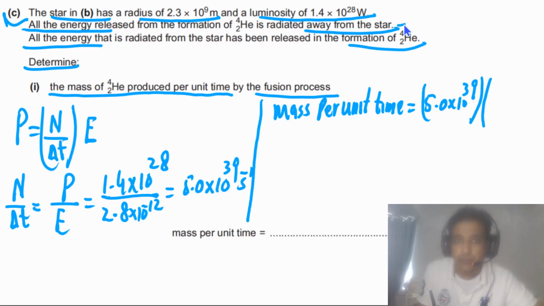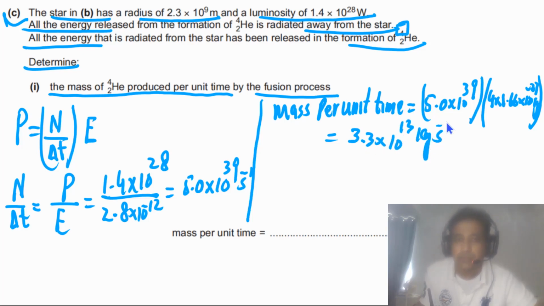This will be equal to 4U because its mass number is 4. So 4U means 4 times 1.66 times 10 to minus 27 kgs. Now simply we need to multiply with this one. So this is the mass of one single atom. If we multiply this, our final answer in this case will be equal to 3.3 times 10 to 13 kgs per second. So this one is the final answer.